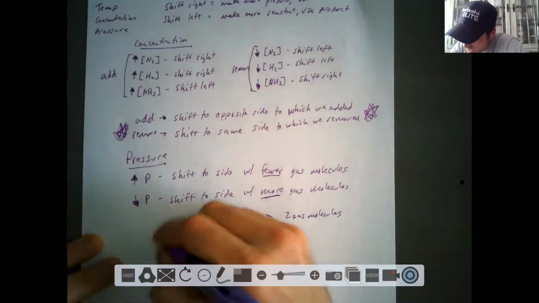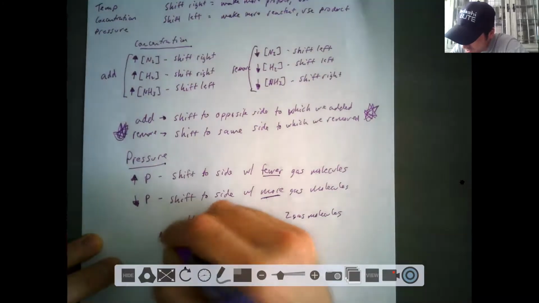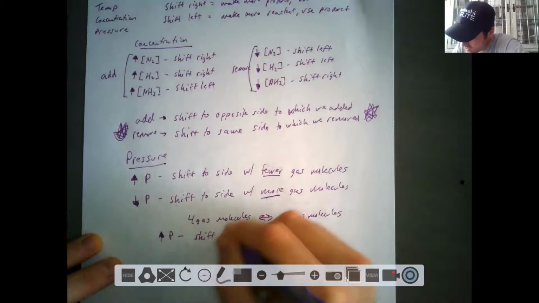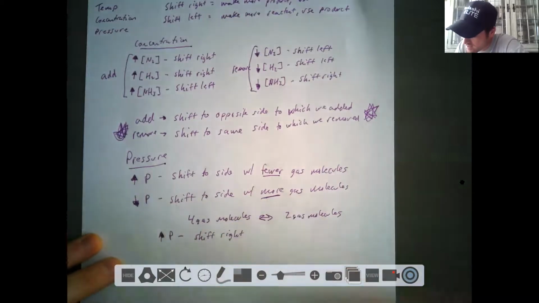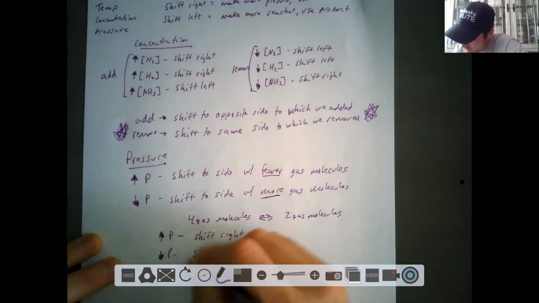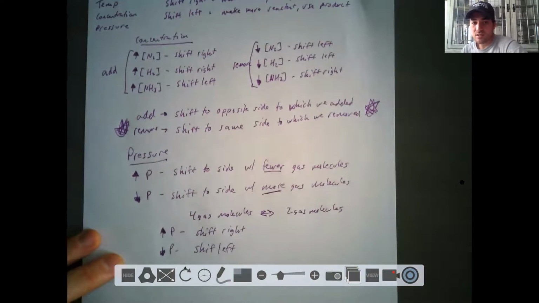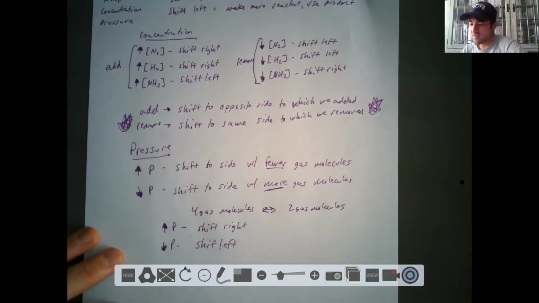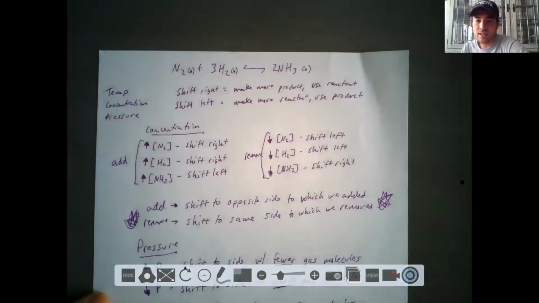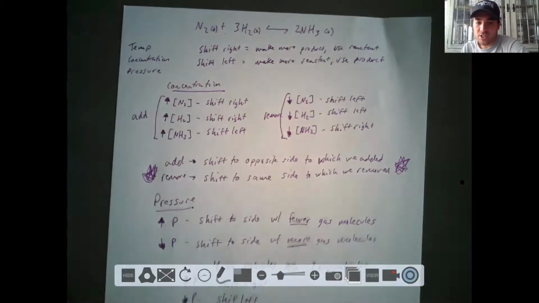So here, if I were to increase pressure, we're going to shift right because there's fewer gas molecules on the right. If I were to decrease the pressure, we're going to shift left because there's more gas molecules on the left. Again, it's going back to counting how many gas molecules we have on each side. So concentration and pressure are two ways.